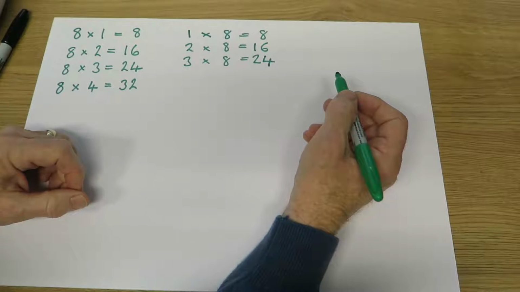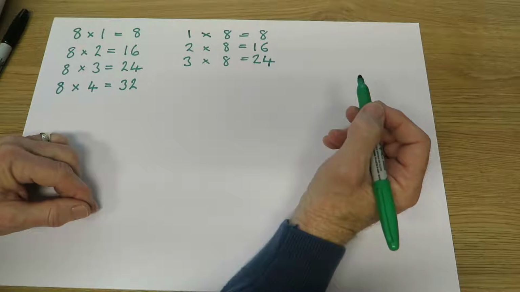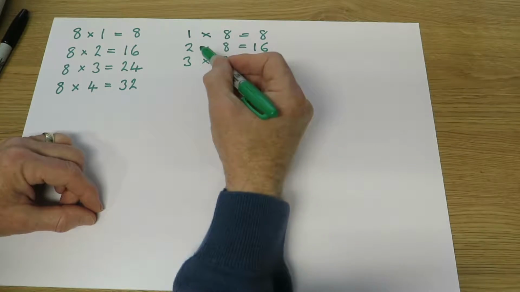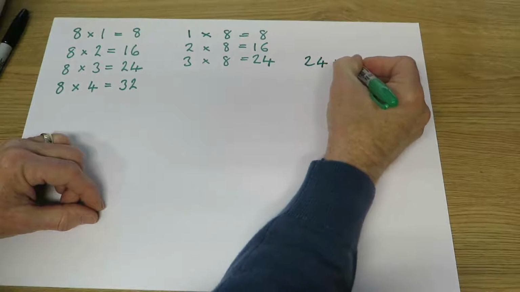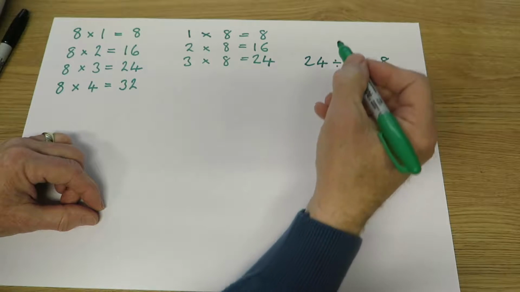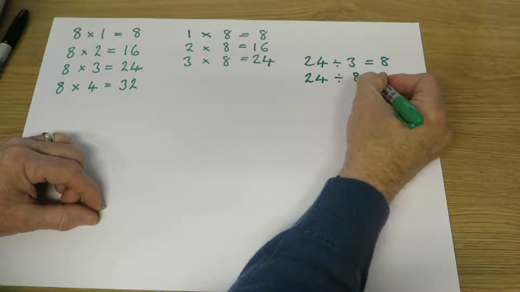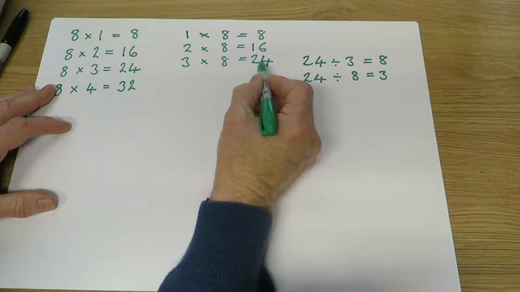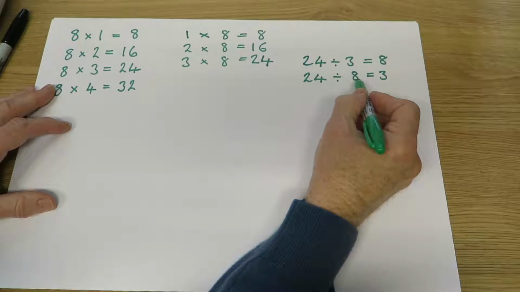Of course, multiplication and division are closely related because division is the inverse of multiplication. So, for example, because 3 8s are 24, then 24 shared between 3 must be 8. And similarly, 24 shared between 8 must be 3. So, 3 8s are 24, 24 divided by 3 is 8. 24 divided by 8 is 3.